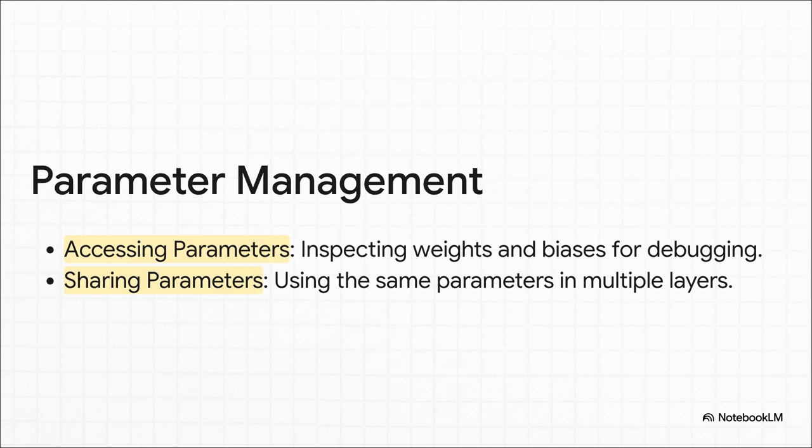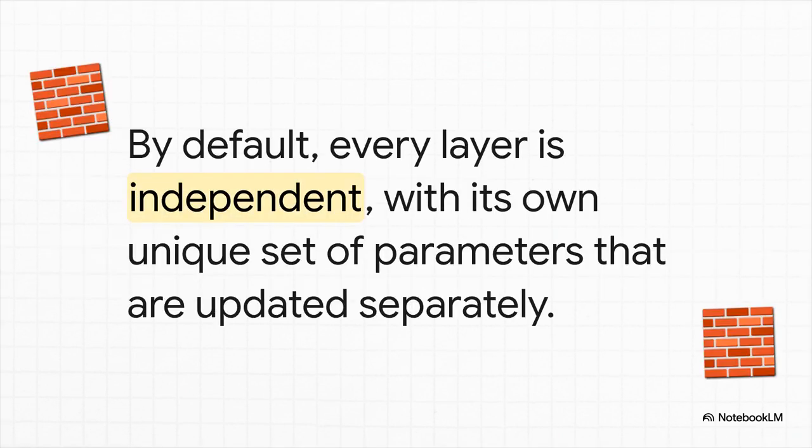And second, and this is a really cool trick, we need to be able to share parameters between different parts of our model. So by default, every layer you create is its own separate thing. It's got its own unique set of weights and biases. When the model trains, these two sets of knobs get turned completely independently of each other.